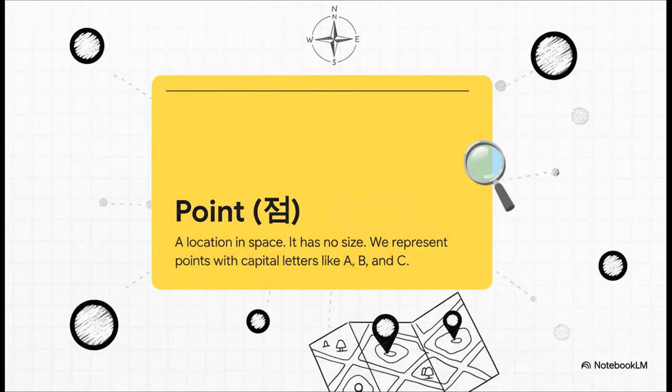So, what exactly is a point? It's really simple. A point is just a dot. That's it. It marks one single location. And so we can talk about them, we usually give them a name with a capital letter. See this one on the screen? We can call it point A. It's kind of like putting a pin on a map to say, hey, right here.